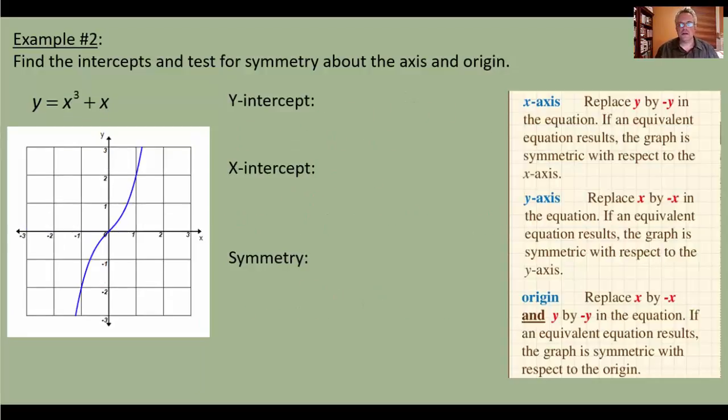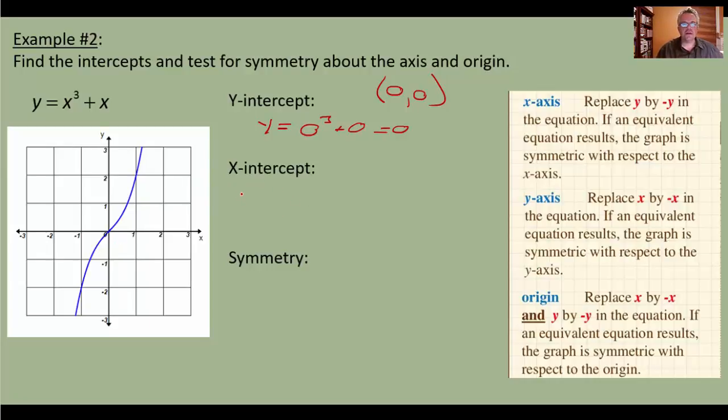Okay, here's our second example. We want to find the intercepts here. To find the y-intercept, again, set x equal to 0. We get y equals 0 to the third power plus 0 equals 0. So the y-intercept is (0, 0). I see that's the origin right here. It turns out that that's both a y-intercept, where it crosses the y-axis, and an x-intercept too. It's the only x-intercept.